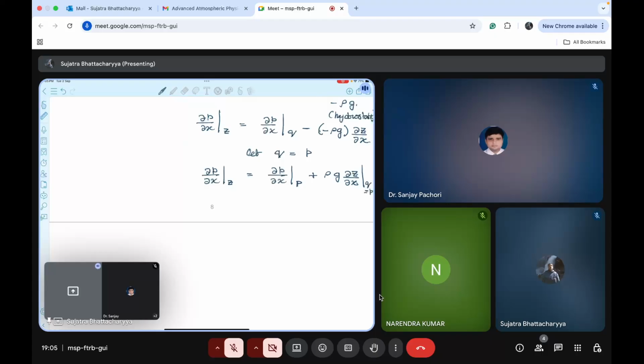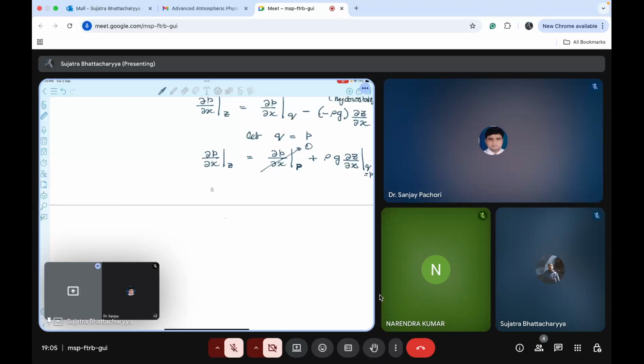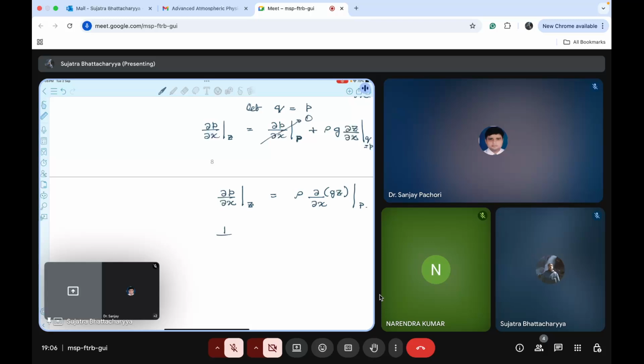Now, at constant pressure, delta P by delta X is what? Zero. At constant pressure, how can pressure vary with x? This is gone. So now delta P by delta X at constant Z is equal to rho times delta by delta X of gz at constant P. Now, if we divide by density, what do you get? The quantity gz can be written as phi. This is called the geopotential.